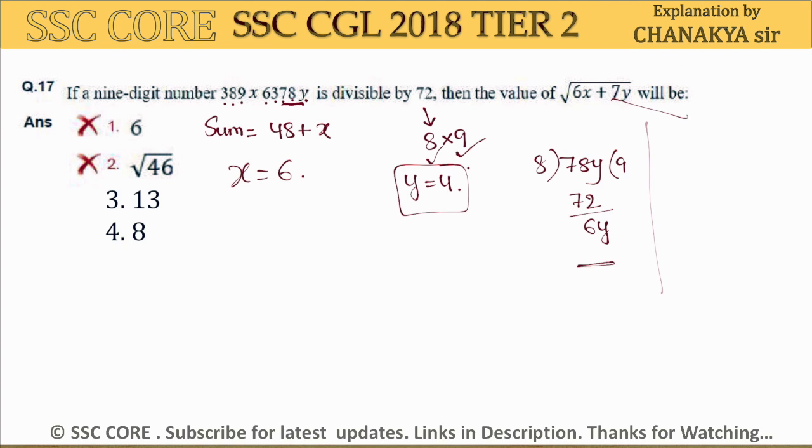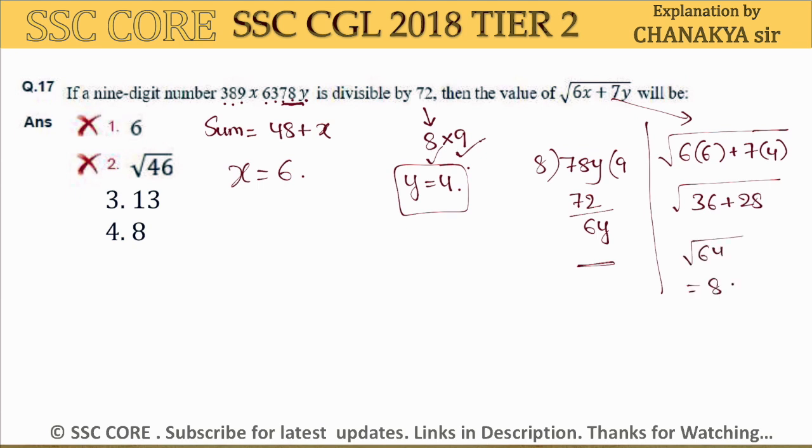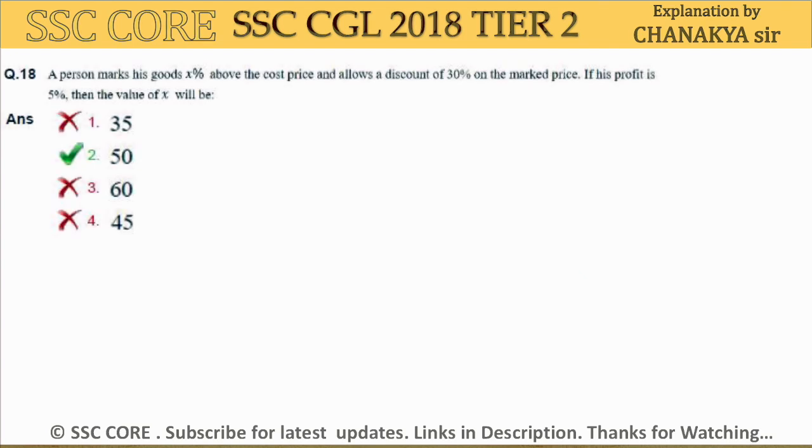Now, what is the value of root 6x plus 7y? 6 into x is 6, y is 4, root of 36 plus 28, which is equal to 64. Answer is 8. Answer is option 4. Got it?